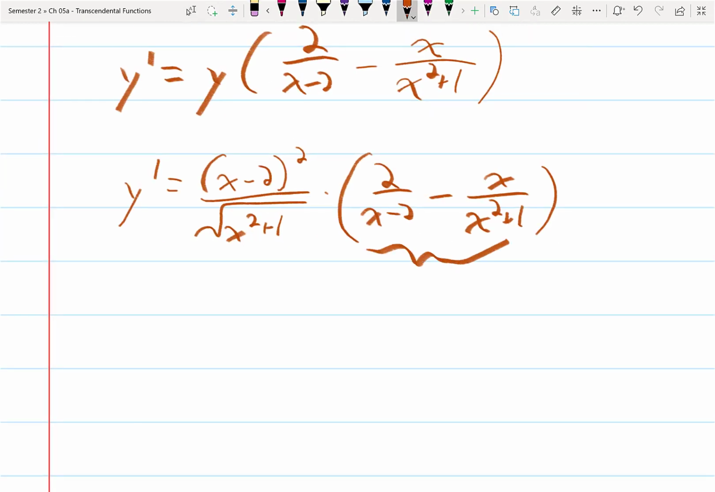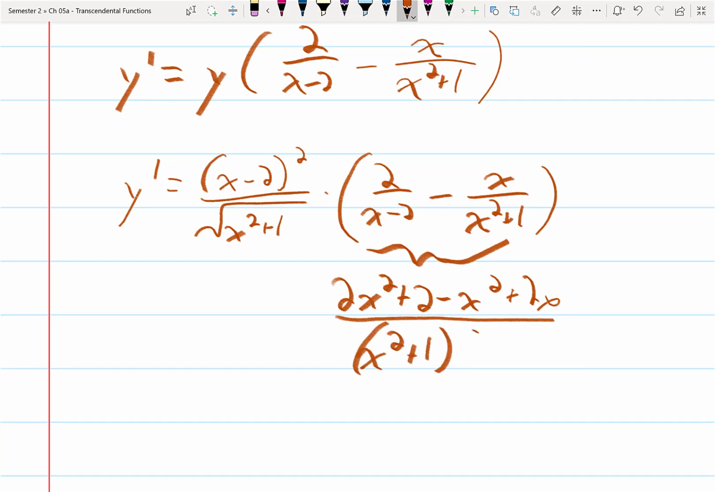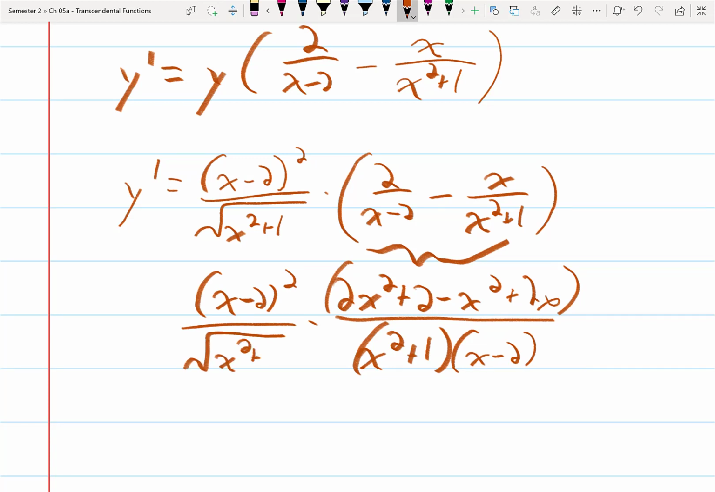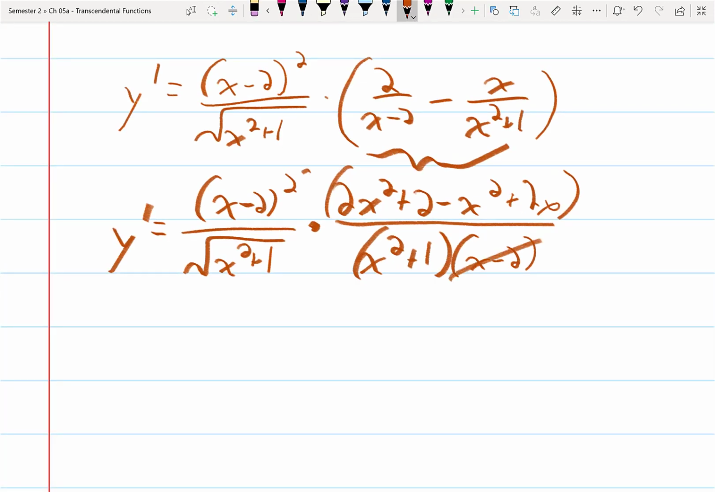If I add all this up with the least common denominator, I'm going to get 2x plus 2 minus x squared plus 2x over (x squared plus 1) times (x minus 2). And that's going to be times this (x minus 2) squared over root x squared plus 1. The x minus 2's will cancel. I can simplify everything in those parentheses to give me just x squared. Well, I have a single x minus 2, so I have x minus 2.